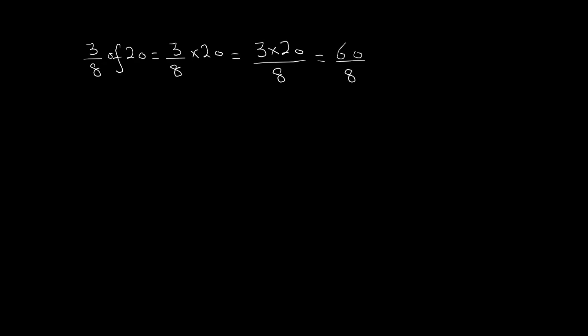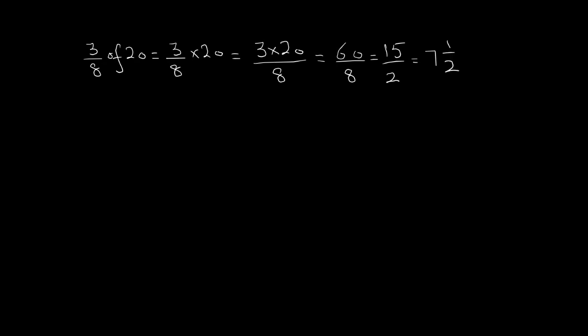Let's say I want to calculate 3/8 of 20. Well, that's just equal to 3 over 8 multiplied by 20, and I can change this to 3 into 20 divided by 8, and this is just equal to 60 divided by 8, and I can divide the numerator and denominator by 4, so I'll get this to be 15 over 2, which is 7.5 if I want to.